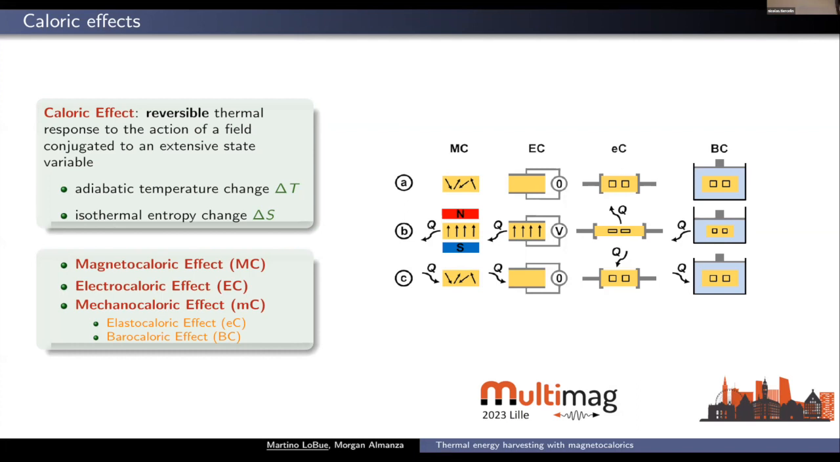So in polarizable media, you generally say something caloric effect, where the something refers to the field you use in order to reduce the entropy of the system. So magneto, electro, baro, elasto, etc. Okay. The two figures of merit are, in adiabatic condition, the temperature change of the system, or in isothermal condition, the entropy change of the system.